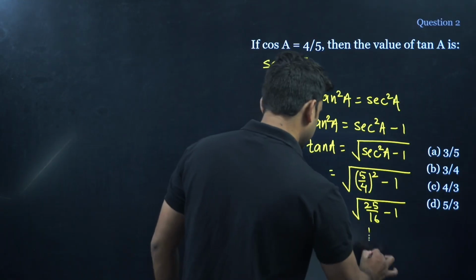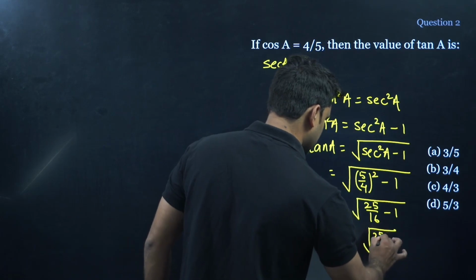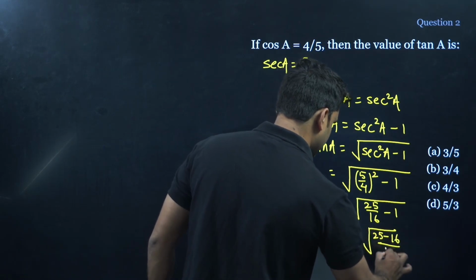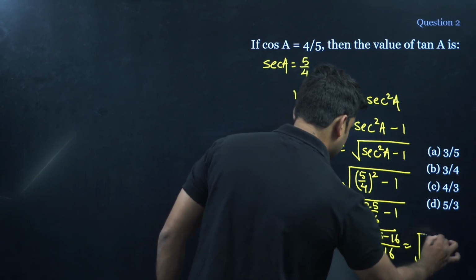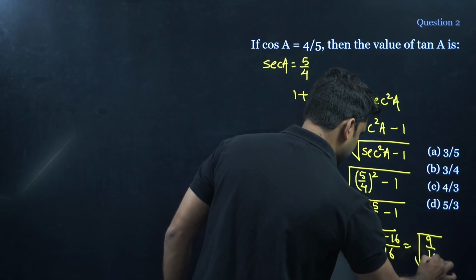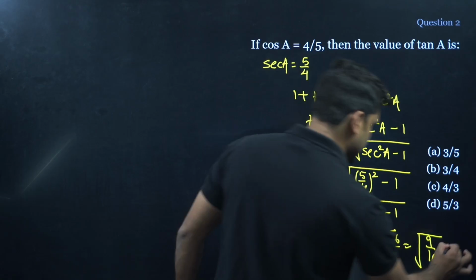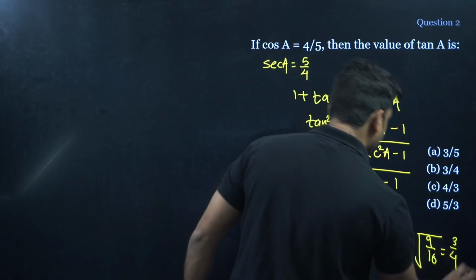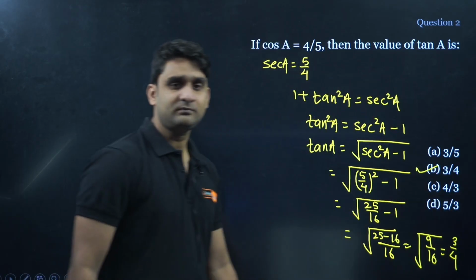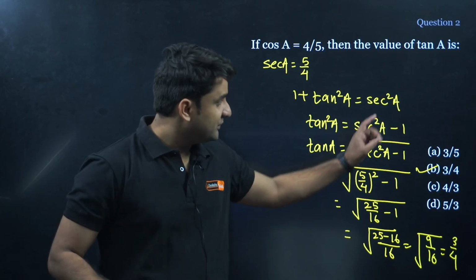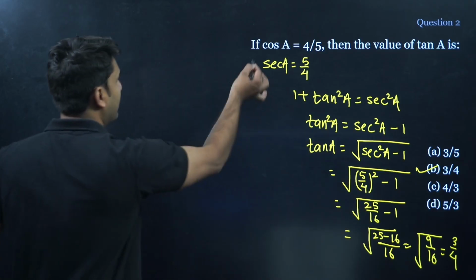So we have, let me show you, don't get confused guys, minus 16 divided by 16. So we have here 9 divided by 16, and 9 and 16 both are perfect squares. So the answer will be 3 by 4. Option number B will be correct. Clear? Again, this was the first method. I have one more method.